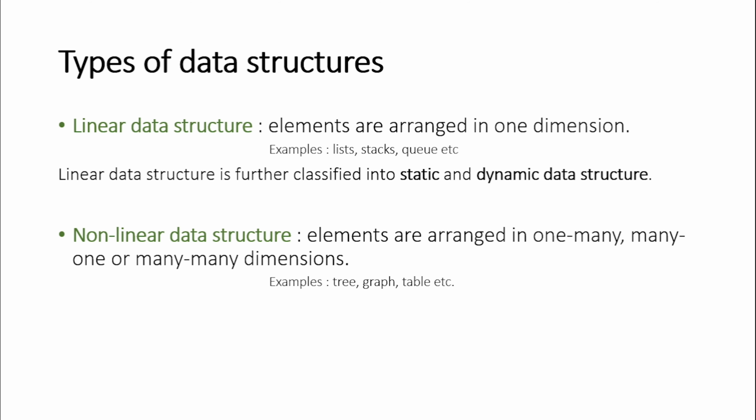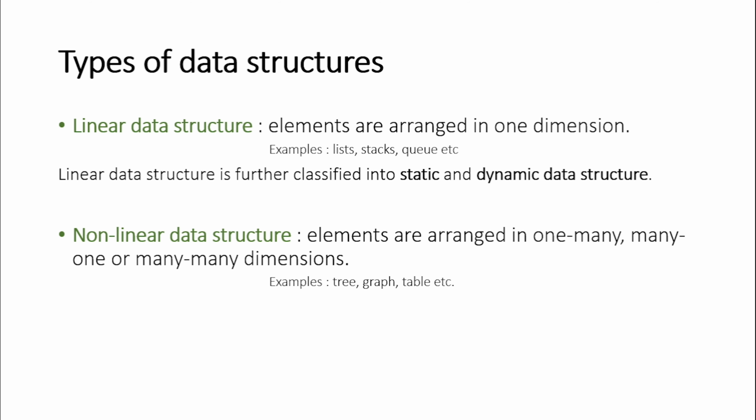Okay. Types of data structures: linear data structure and non-linear data structure. So what are linear data structures? Linear data structures have elements that are arranged in one dimension. Examples of linear data structures would be lists, stacks, queues, etc.